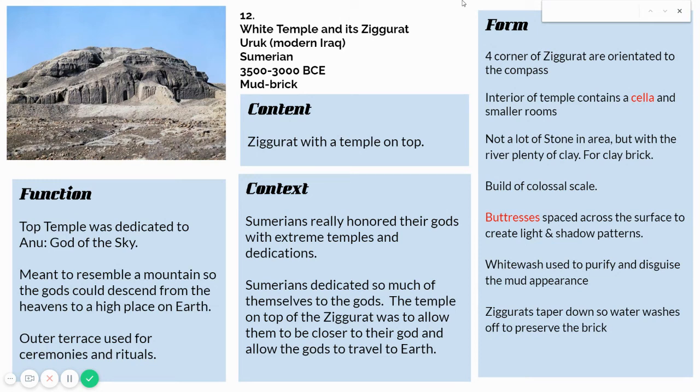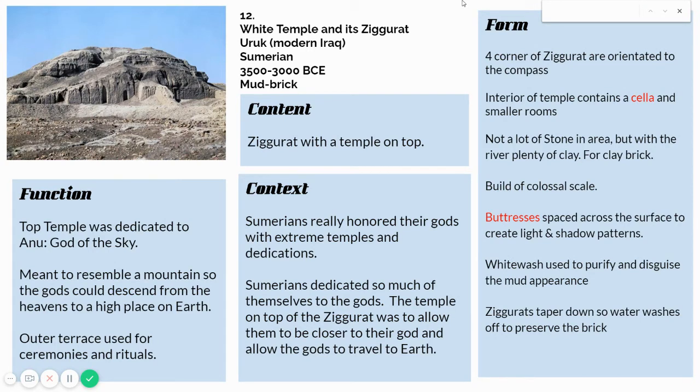In terms of form, the four corners of the ziggurat are orientated to the compass. Now, this is very important. Like Stonehenge, we have to make note that these civilizations were not just plopping architectural structures and monuments down anywhere. It was very strategically placed and planned. And so the corners of the ziggurat are orientated to the four cardinal points.